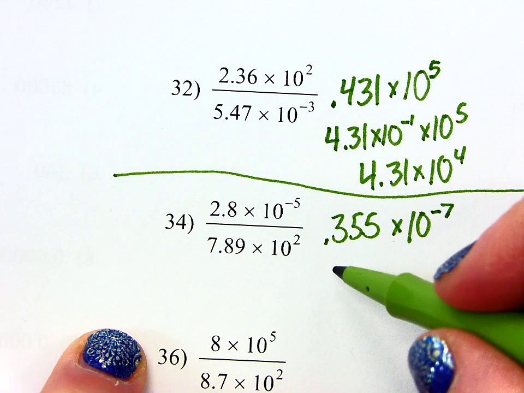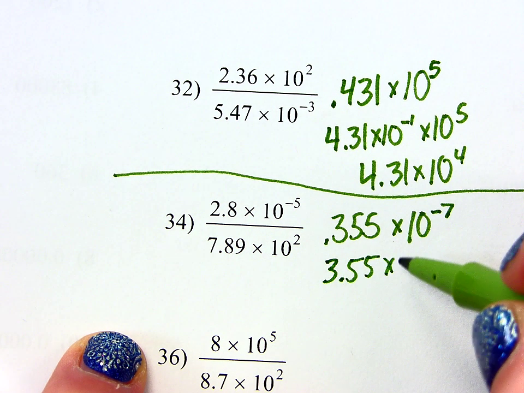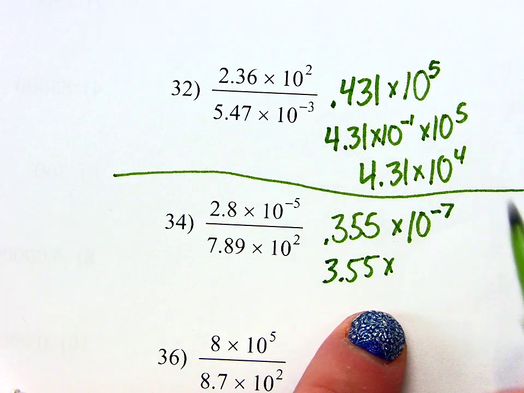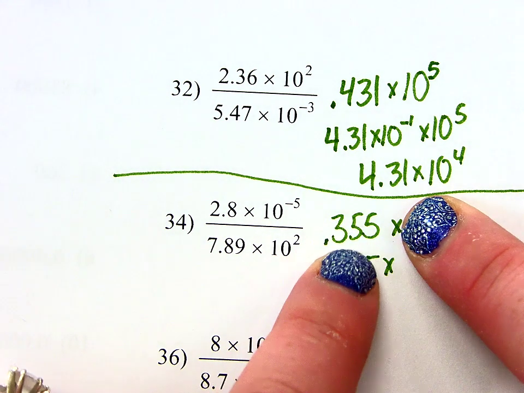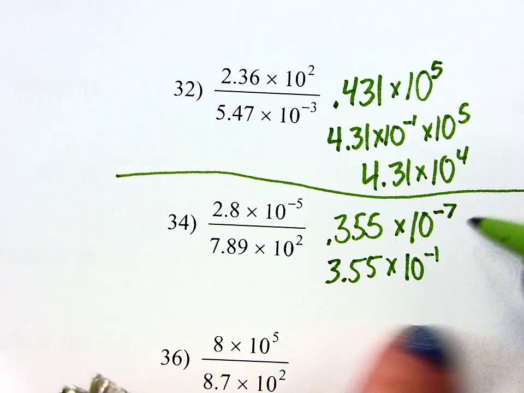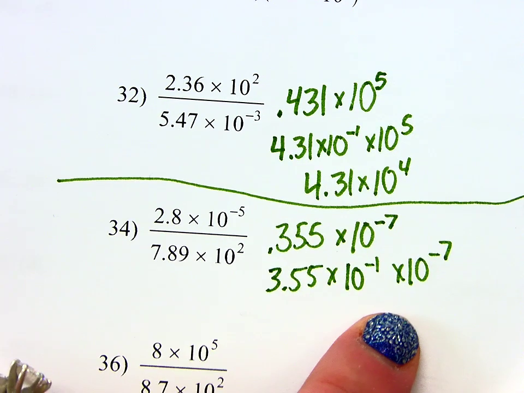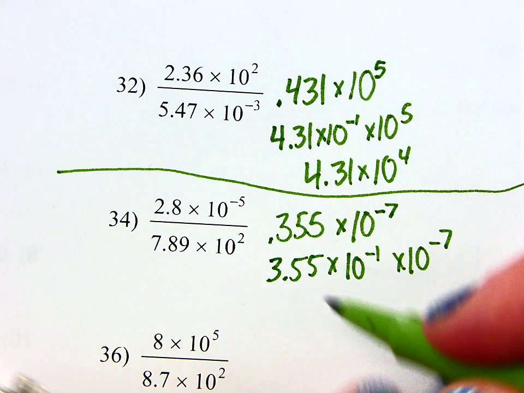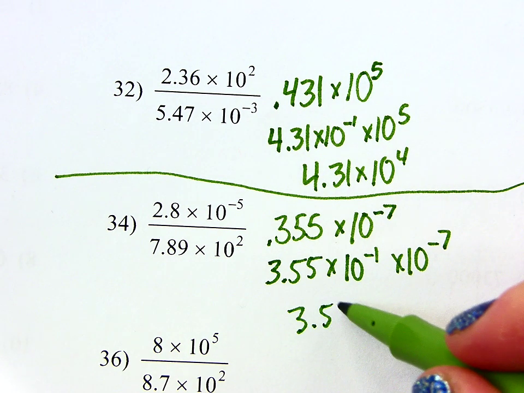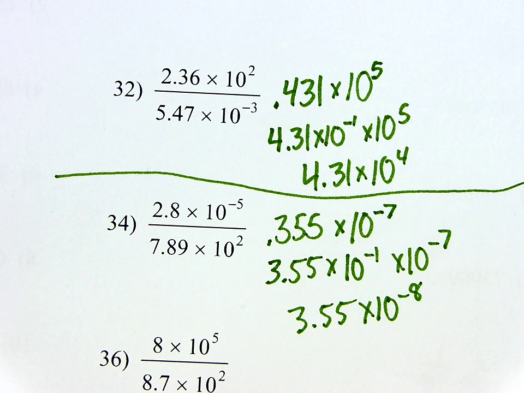All right, Gianna, go ahead. 3.55 times 10 to the negative 8. Correct. Before I do it, that number becomes 3.55 times 10 to the negative 1, and then I have this times 10 to the negative 7th. Are you okay that I don't write out 3.55 times 10 to the negative 1? Because I never do that. I just do it, as long as you don't mess it up when it's negative and when it's positive.